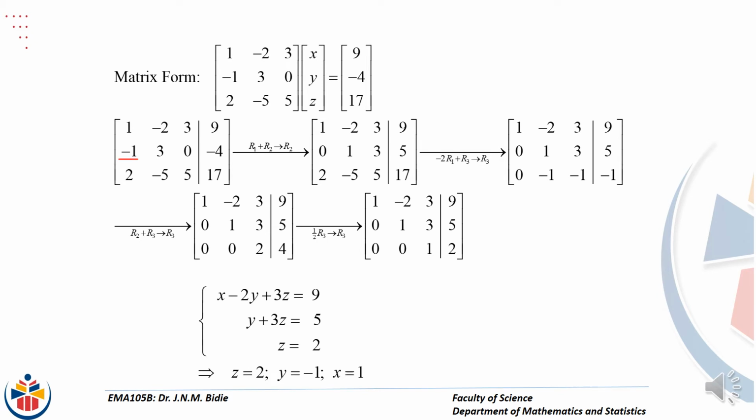But what you do to one entry in a row, you do to the whole row, just like when you were doing it to one variable, you are doing it to the whole equation. So we're adding 1 and -1, that gives us a 0. -2 and 3, that gives us a 1. 3 and 0, that's a 3. 9 and -4, that's a 5.